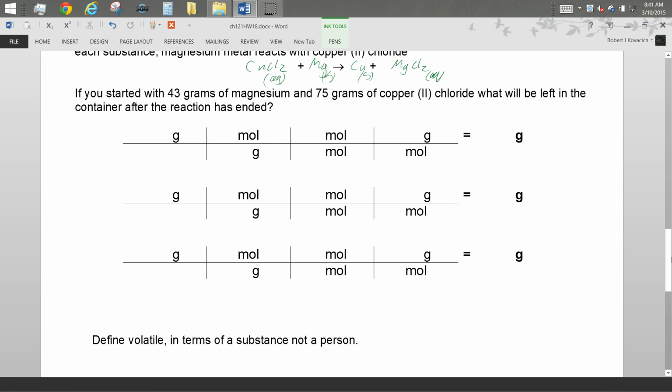All right, so I want to know what's going to be left in the container. It doesn't really matter which one I start with, so I'll just go ahead and start with the 43 grams of magnesium. And then for every 1 mole of magnesium, what is it? 24.305. And then for every 1 mole of magnesium, it's 1 mole, and I'll just put copper up here. 1 mole of copper.